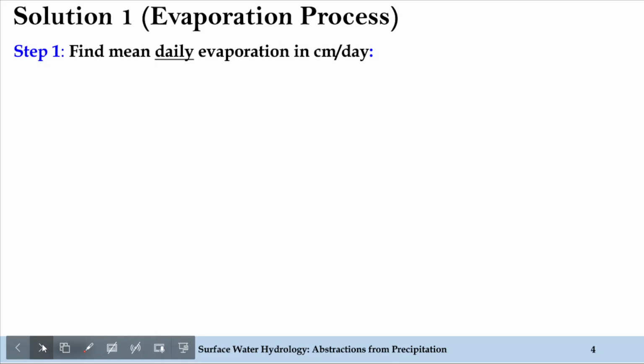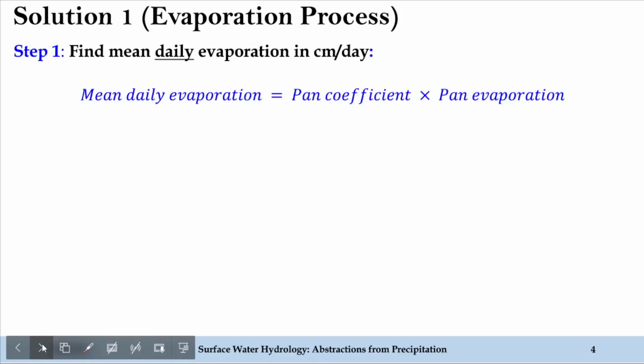So step 1 will be to find out mean daily evaporation in centimeter per day. Okay, so how to find out mean daily evaporation? We need to simply multiply the pan coefficient, which is provided in the problem, with the pan evaporation rate, which is also provided in the problem. So substituting both of them, which were 0.85, that is pan coefficient, and 2 cm per day was the pan evaporation. By multiplying, we get 1.7 cm per day as the mean daily evaporation.